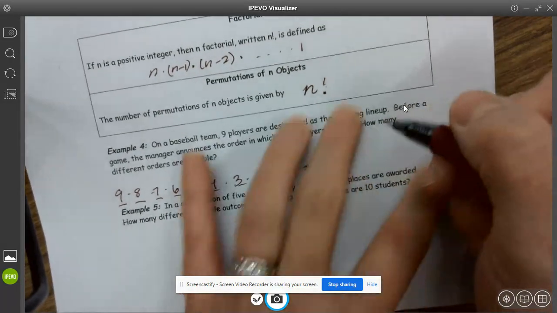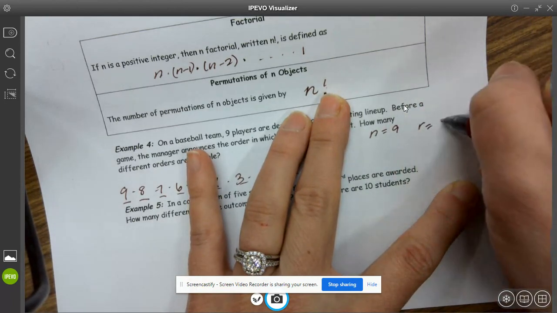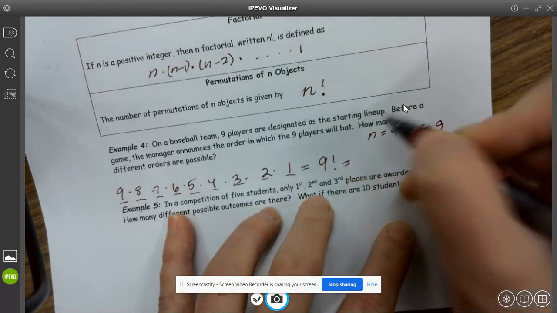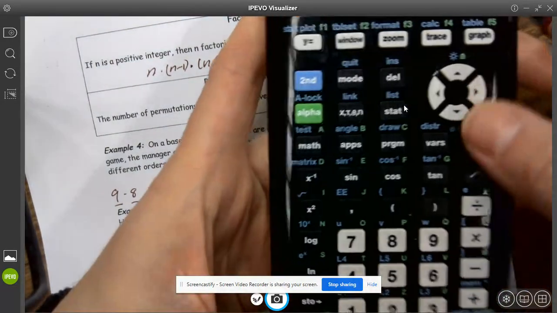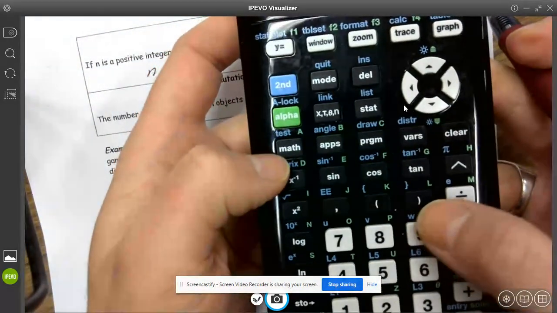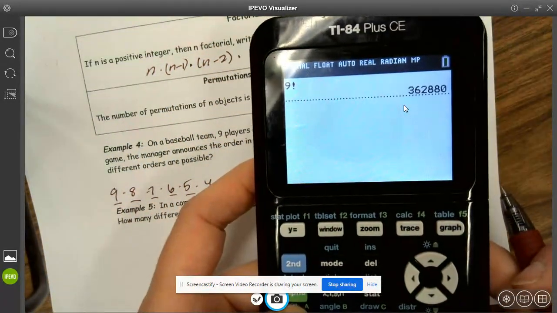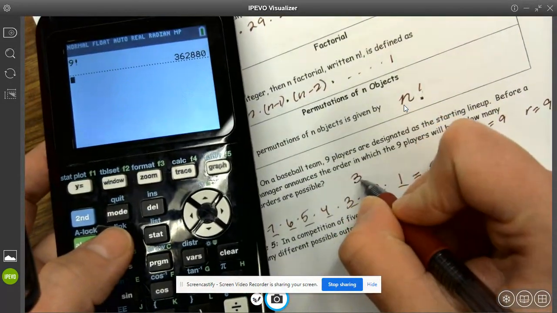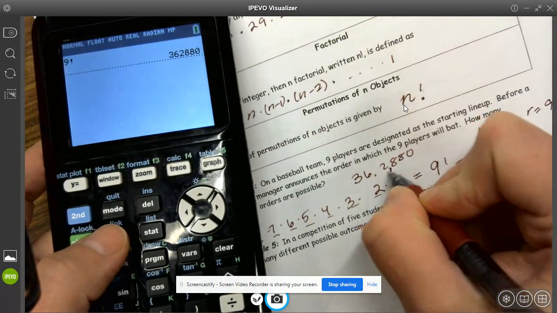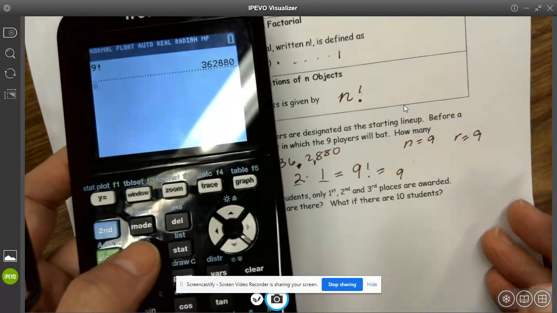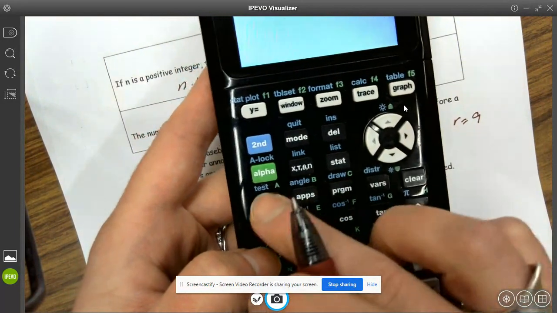Or you could say I have 9 players, and r is how many I'm using. So I have 9 and I'm using all 9. In your calculator, there's a button for this. You could do 9 math factorial and get 362,880.